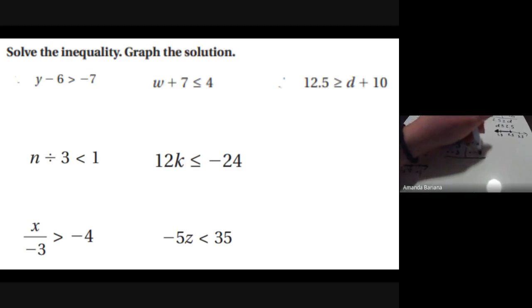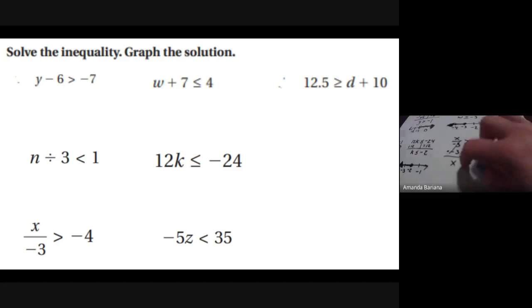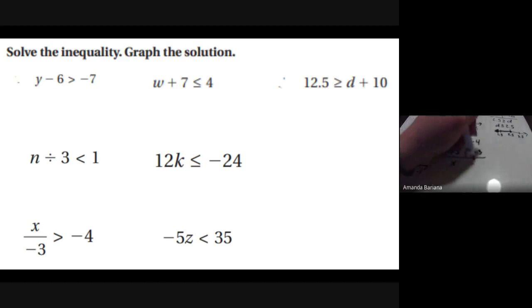I'm going to do that on both sides. My 3's cancel. I'm left with x. I'm going to skip that symbol for now. Now I have -4 times -3. Well, we know a negative times a negative is a positive. But if you look at what happened here, we went from a negative value to a positive value. Since our sign changed there, that means that my inequality symbol needs to flip around. So I no longer have greater than, I now have less than. So the answer would be x is less than 12.